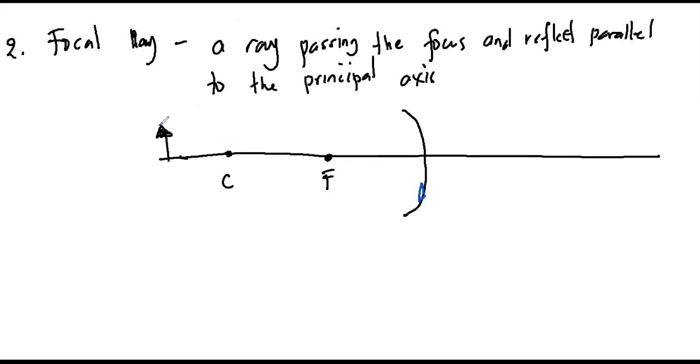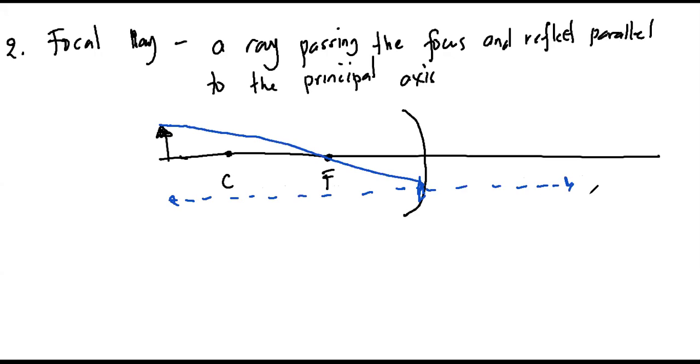Okay, pass by the focus, and then it will reflect back parallel to the principal axis. You use the ruler again so that you have a straight line, and then parallel, extend inside. That will be number 2. So again, a ray passing the focus and reflecting parallel to the principal axis. That's the number 2 ray.